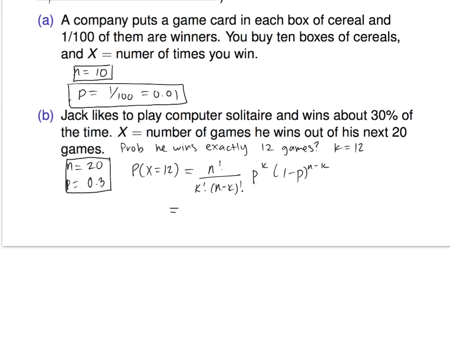So what goes in for n? 20. What goes in for k? 12. And then n minus k is 20 minus 12, or 8. Great. The chance of success is 0.3, and the chance of failure is then 0.7, right? And then to the power of, do you see any pattern with these exponents? What do they have to add up to? 12 and 8 have to add to 20. They have to add to n, because you have so many successes and so many failures out of that total number of trials, right?